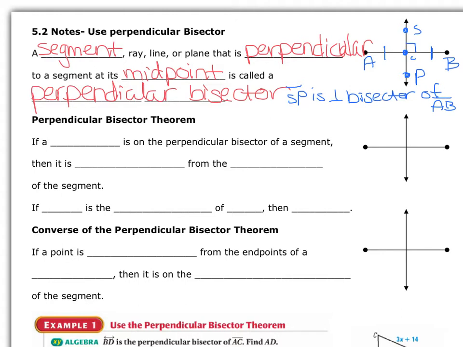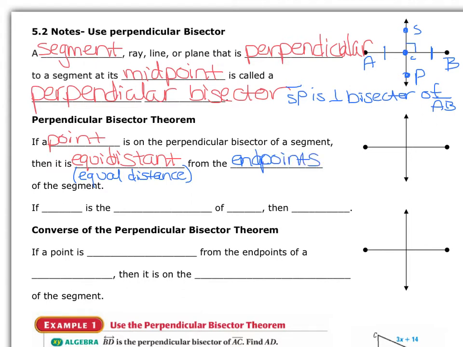Now a way to use this segment is, if a point is on the perpendicular bisector of a segment, then it is equidistant. And again, all equidistant means is equal distance. It's just kind of two words made up. So instead of saying equal distance, we just say equidistant. And it is equidistant from the endpoints of the segment. So again, let's read that. If a point is on the perpendicular bisector of a segment, then it is equidistant from the endpoints.